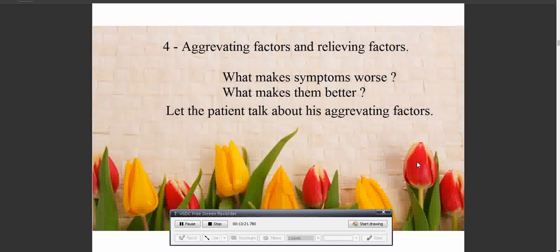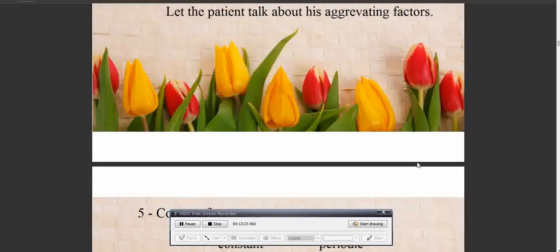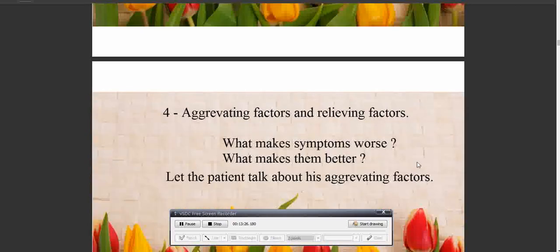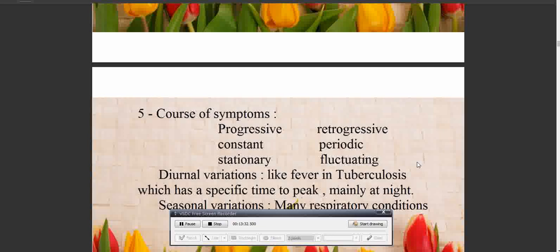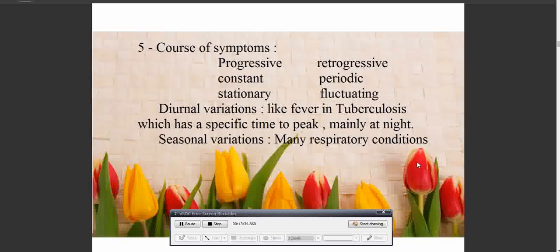Let the patient talk about his aggravating factors. Aggravating factor ni kitu inaongeza uchungu ama kitu inapunguza uchungu. So that is that. Another thing, course of symptoms: progressive, retrogressive, constant, periodic, stationary, or fluctuating. Progressive means it continues. Retrogressive, it goes back. Constant, it just maintains over a period. Periodic, sometimes it disappears. Stationary, it stays in a stationary way. Fluctuating can be low, it can be high.